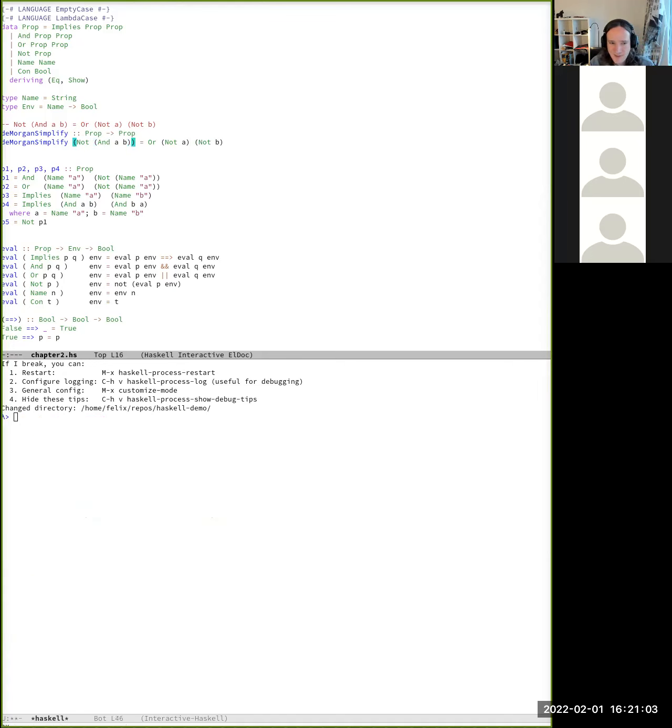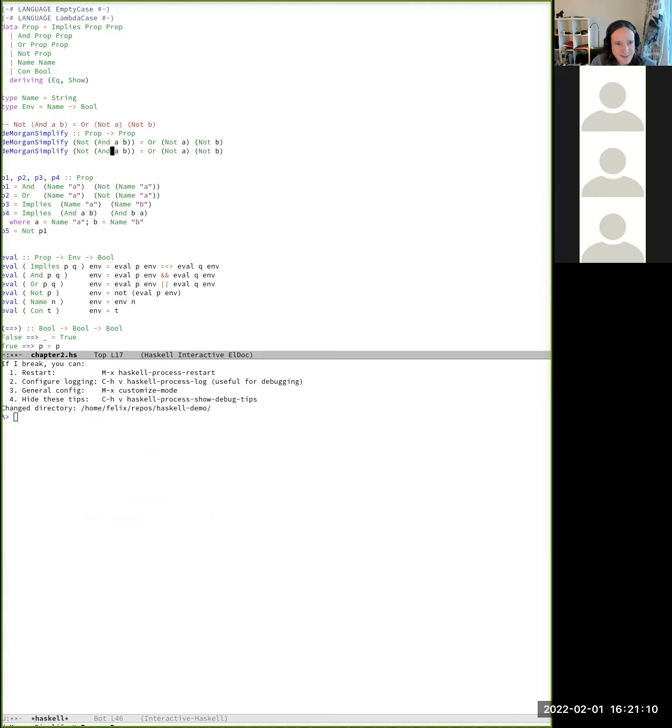So yeah, type checks at least. So we would have a case like this. And of course, we can also use the other law. So we can dualize OR to an AND.